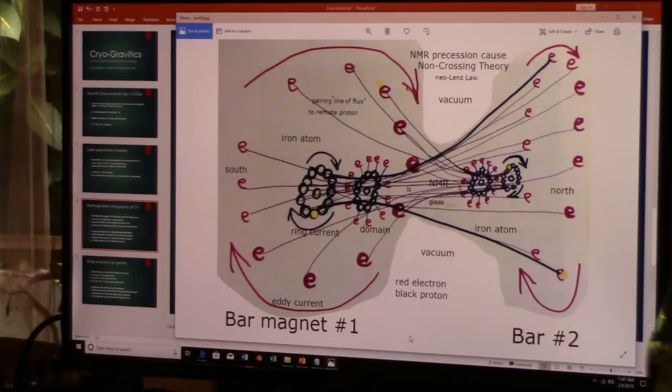Now, Lenz's law is caused by this non-crossing theory, that all the ring currents in the nickel or iron nucleus are going clockwise in this picture, and on the other bar, all the currents are going clockwise. Also, the ring currents are comprised of electrons that are also going clockwise. That's why there's the opposite current, because everything is spinning the same direction. I explained it in more detail in that other video.